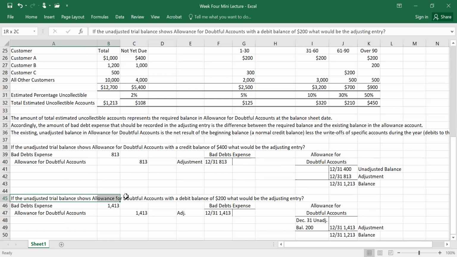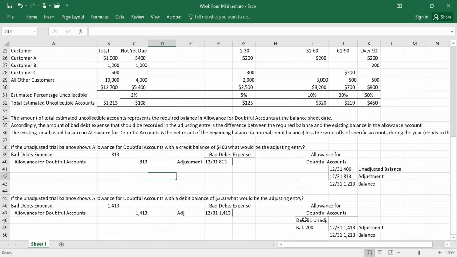And just another example, in this case, we're looking at allowance for doubtful accounts having a debit balance of 200. So that's a little bit different. If you looked at that in allowance for doubtful accounts, that unadjusted balance right here is a debit balance of 200. So in that case, we're going to have to take this $1,213 plus 200. So our adjustment would be debiting bad debt expense, crediting allowance for doubtful accounts for 1,413.